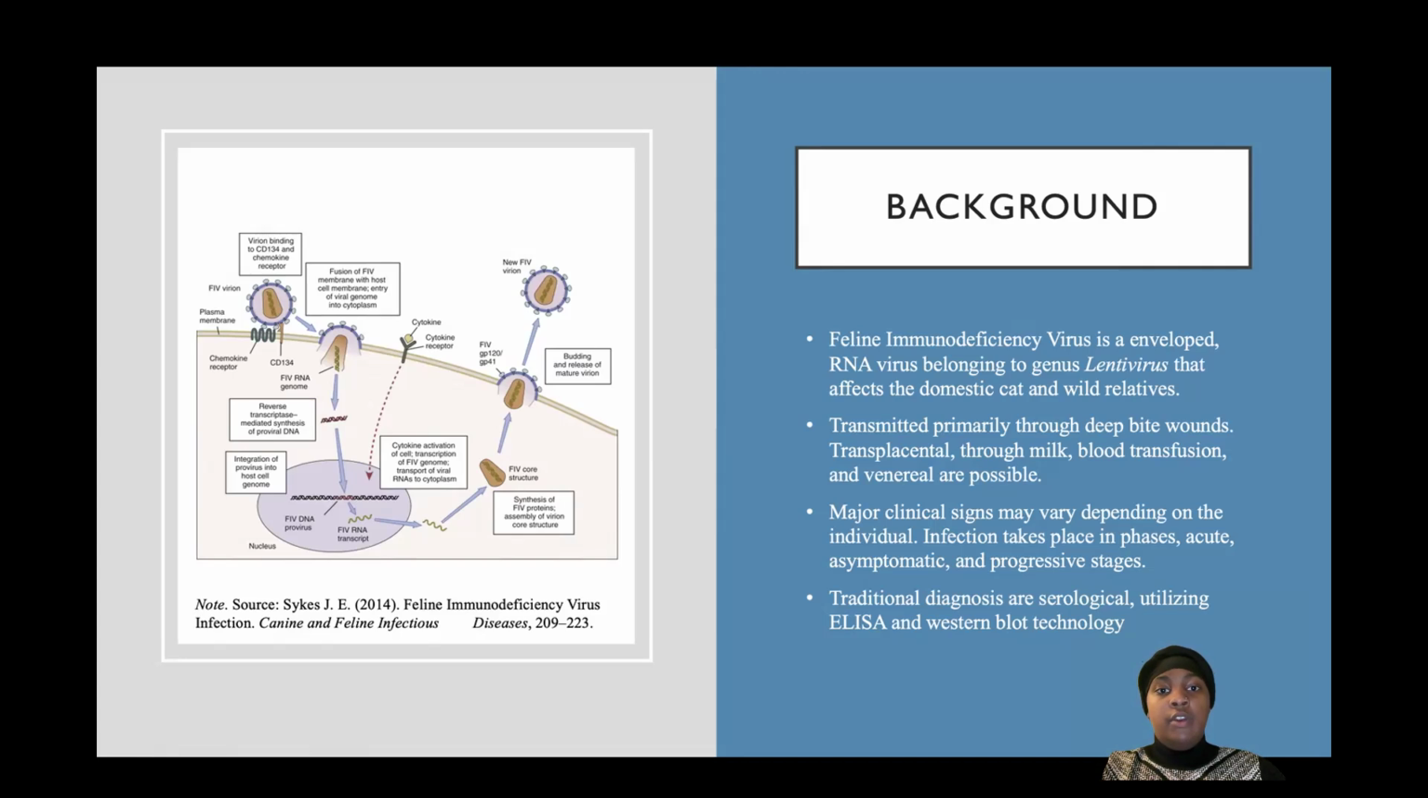Here to the left, I have a diagram showing these steps, from the fusing of a new virus, the replication steps, and the exit of a new virion particle. FIV is primarily transmitted through deep bite wounds. Older male cats that are allowed to roam are known for being the main carriers of the disease as they are more aggressive and prone to fight. Although not documented in cats naturally, transplacental transmission, transmission through parturition, transmission through nursing, and venereal transmission are all possible.